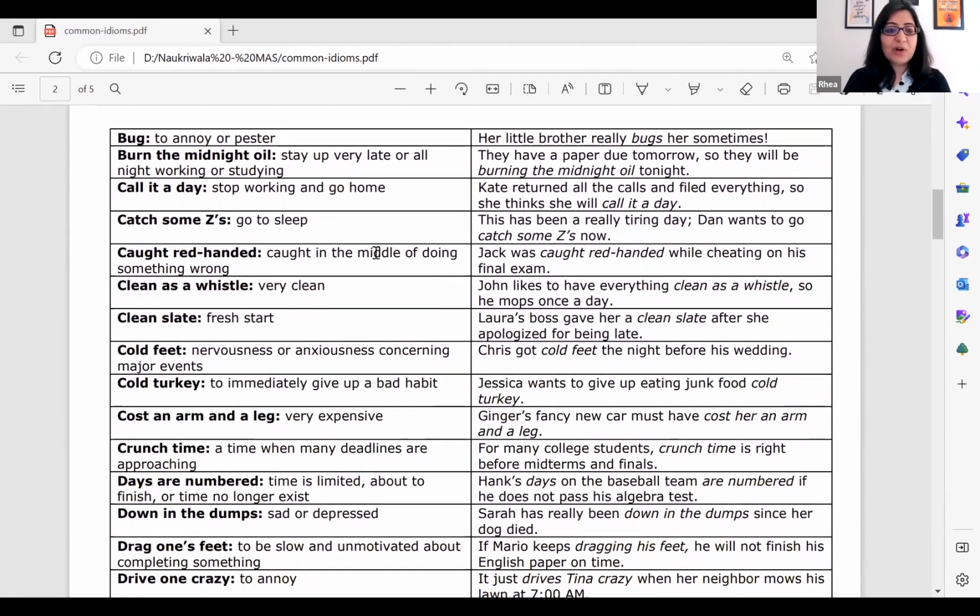Okay. Moving on, bug. Bug means to annoy or pester somebody. So I think this is again a very common one. Stop bugging me, we say. Means stop annoying me. Next, burn the midnight oil.